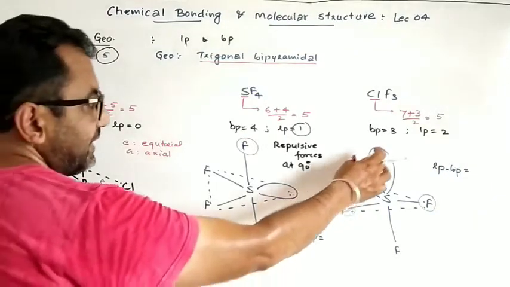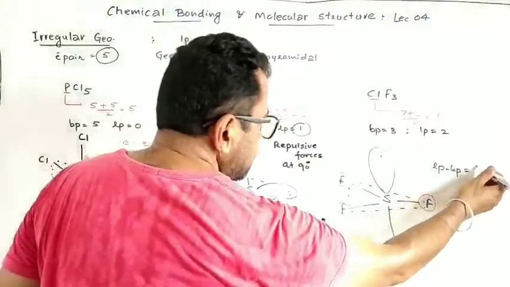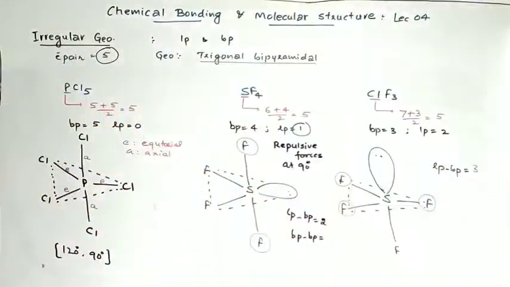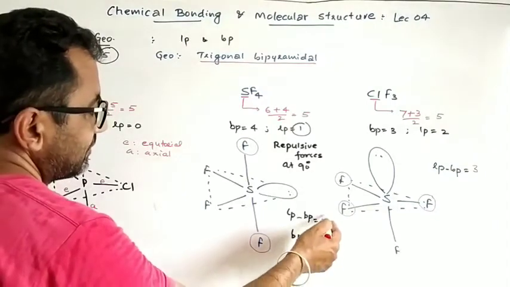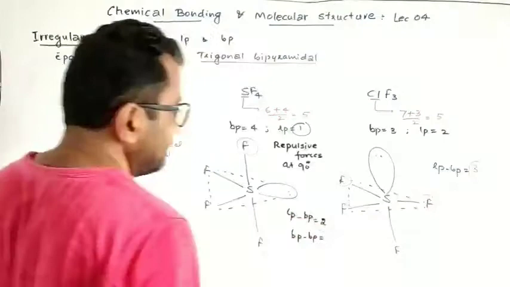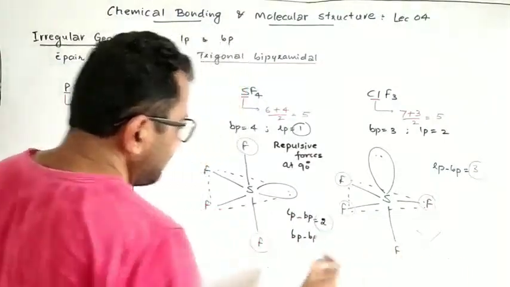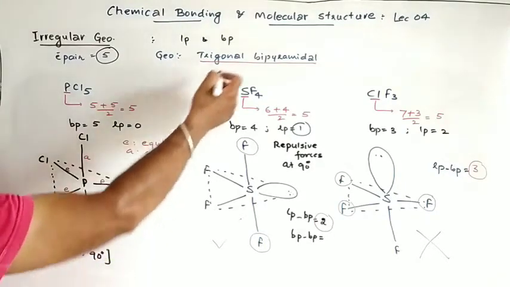तो ये भी इसके 90 पे है, ये भी इसके 90 पे है, ये भी इसके 90 पे है, तो इसकी रिपल्शंस हो गई 3. तो यहाँ पे इनको कंपेयर करने की जरूरत नहीं है, बिकॉज यहाँ पे देखिए ये रिपल्शंस हैं 2 और ये रिपल्शंस हैं 3. इसका मतलब है ये गलत हो गई. दिस इज आवर स्ट्रक्चर मोर स्टेबल, और इसकी ज्योमेट्री रहेगी ट्राइगोनल बाइपिरामिडल.